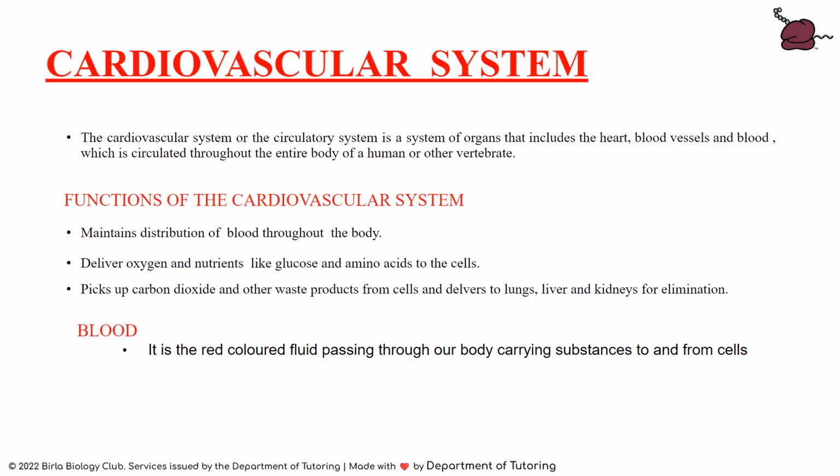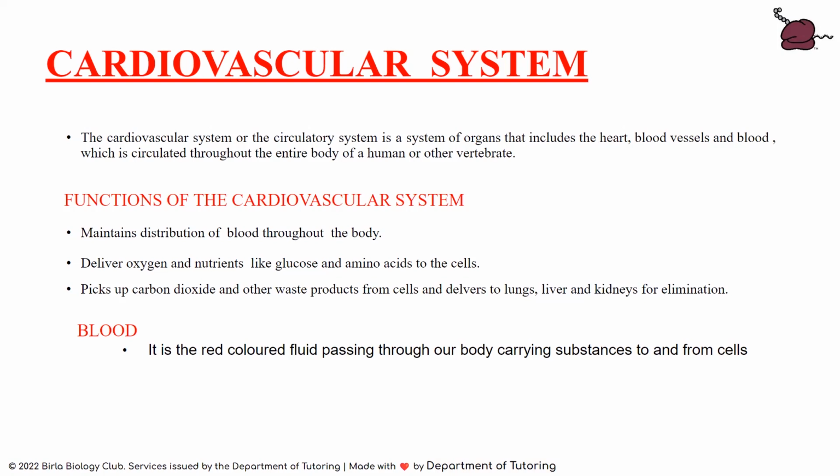Here are some of the functions of the cardiovascular system. It maintains the distribution of the blood throughout the body. It delivers oxygen and nutrients such as glucose and amino acids to the cells. These are very important for the cells. And it also picks up carbon dioxide and other waste products from the cells and delivers it to the lungs, liver, and kidneys for the elimination of waste products.